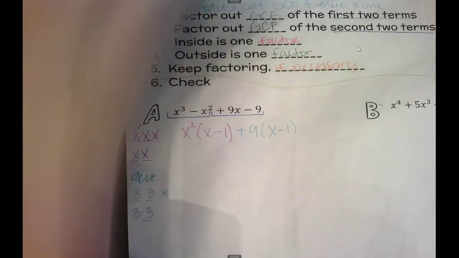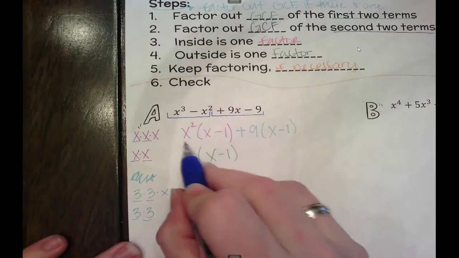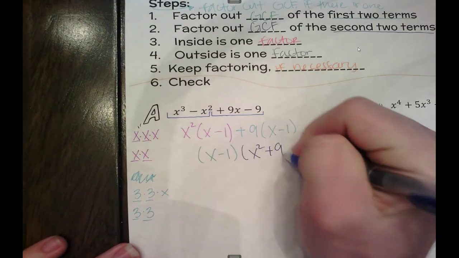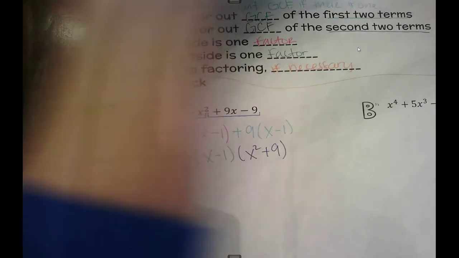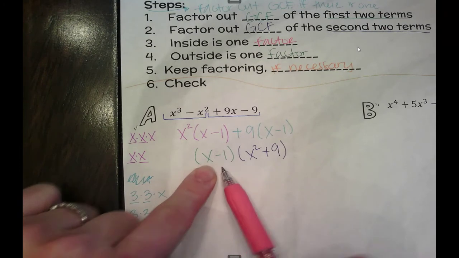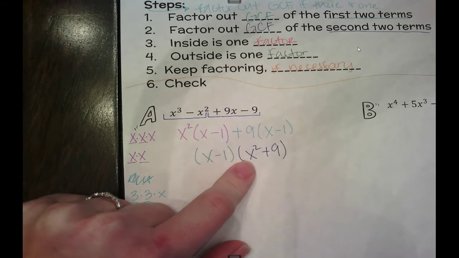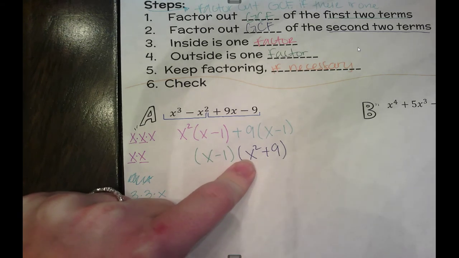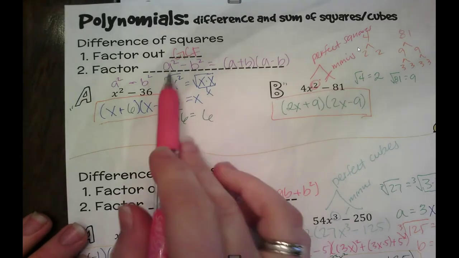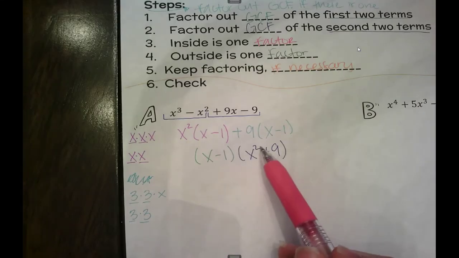Okay, so inside the parentheses is one of our factors. And then the outside, what's out here, x squared plus 9, is another factor. So this is where this 5th step comes into play. This is factored as much as it can be. But if we've got some x squared, x cubed, more than just x to the 1, then we need to see if we can keep factoring it. And that's where one of these might come into play, our difference of squares, difference of cubes, and sum of cubes.